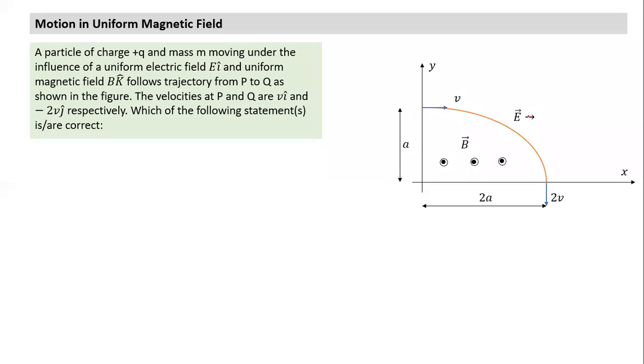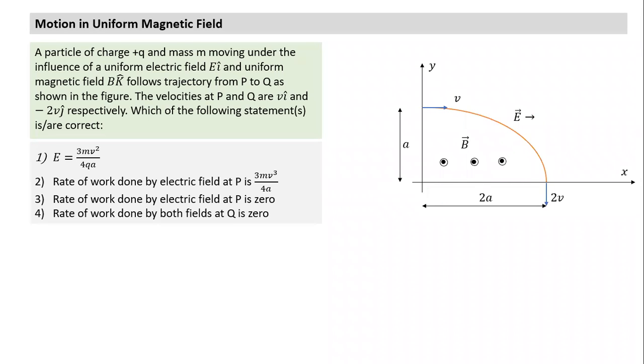If the electric field was absent, what kind of motion would this particle have had? Only the magnetic field is present, so it would have had a circular motion. But this was the question given, and these are the options given. Let's look at this. If there was no electric field, this is the kind of motion it would have had, circular motion.